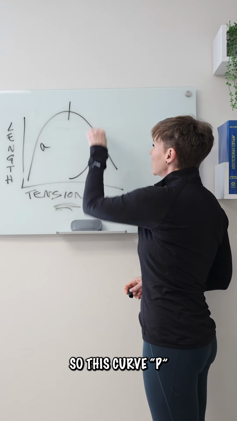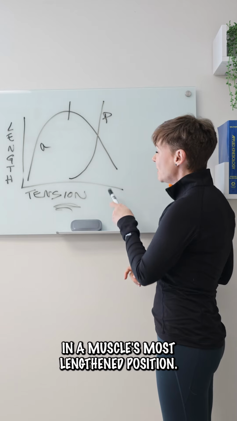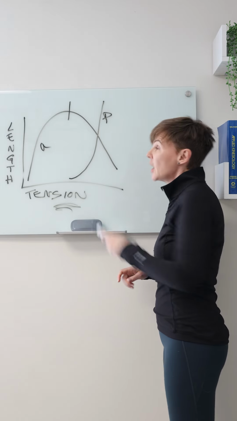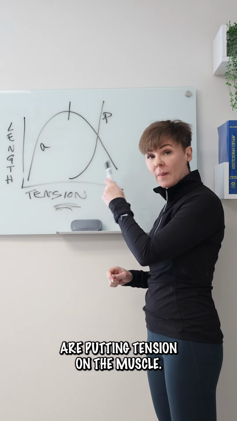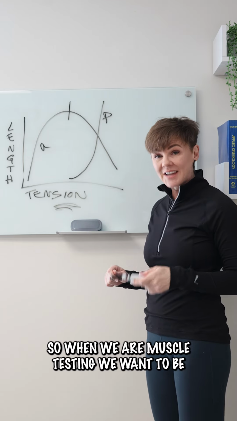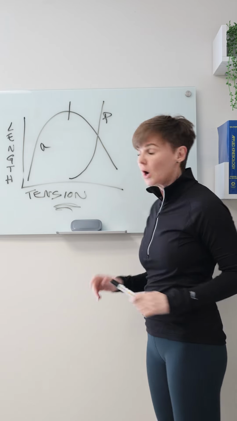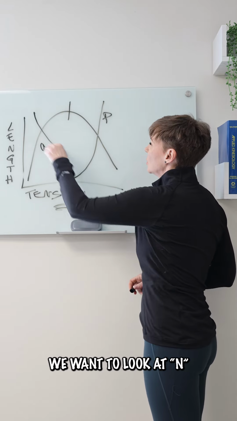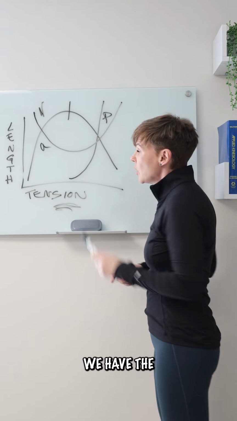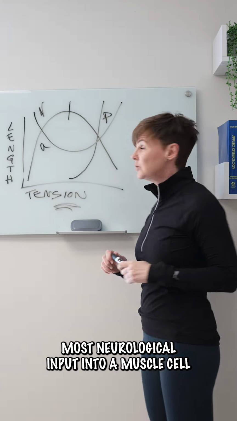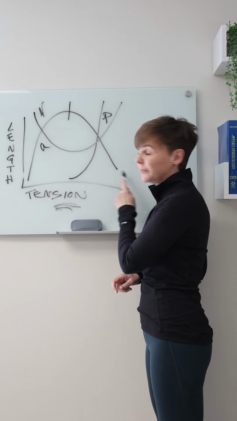So this curve, P, represents passive tension. In a muscle's most lengthened position, the surrounding tissues like fascia are putting tension on the muscle. So when we are muscle testing, we want to be able to rule passive tension out. We want to look at N, neurological input. We have the most neurological input into a muscle cell when it's short and when it's long.